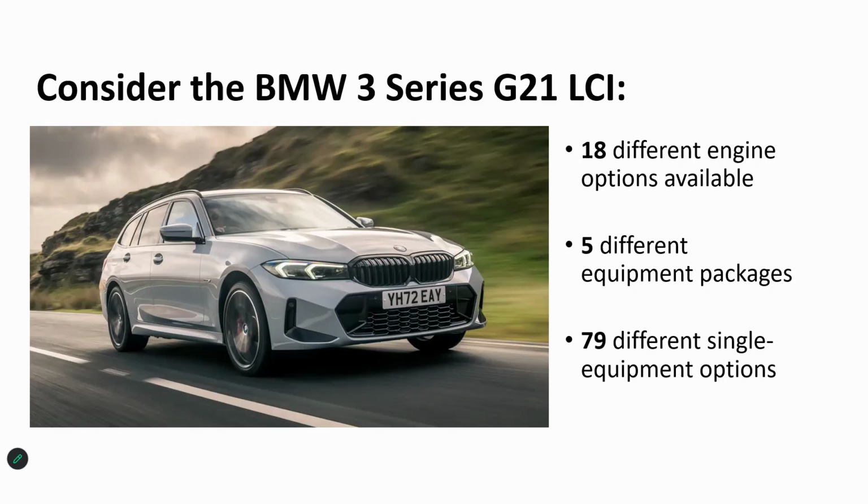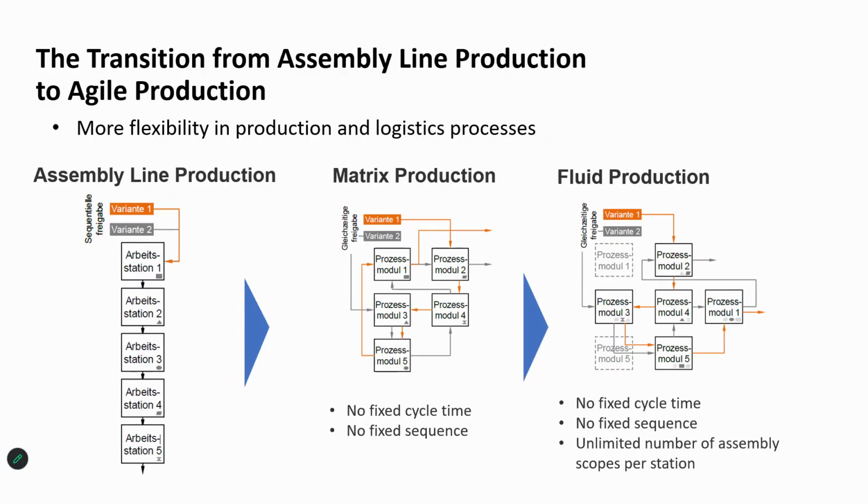Now, clearly, in a case like this, the old school Henry Ford assembly line, which again was designed to quickly produce a high quantity of a single specific model, simply is not going to work anymore. And so it's with this in mind that the industry has increasingly transitioned from the assembly line production method with its rigidity and constraints to methods such as the matrix production model, which eliminates the fixed time cycle and sequence of processes, or fluid production models, which also allows for an unlimited number of assembly scopes per station.